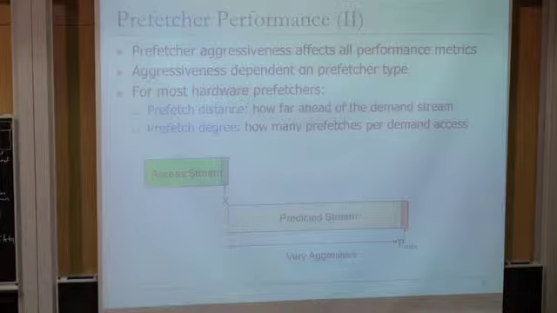Does that make sense? Okay. As you increase your distance, of course, your accuracy goes down. If you're 1,000 cache blocks ahead, maybe the processor will never get to it.